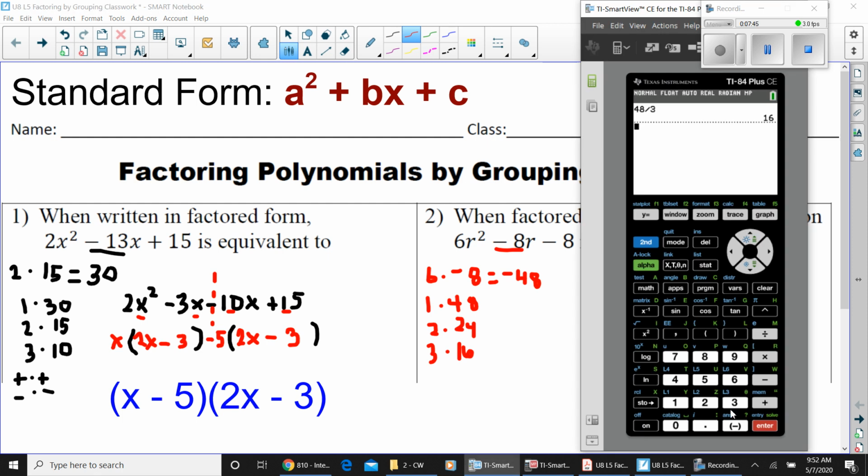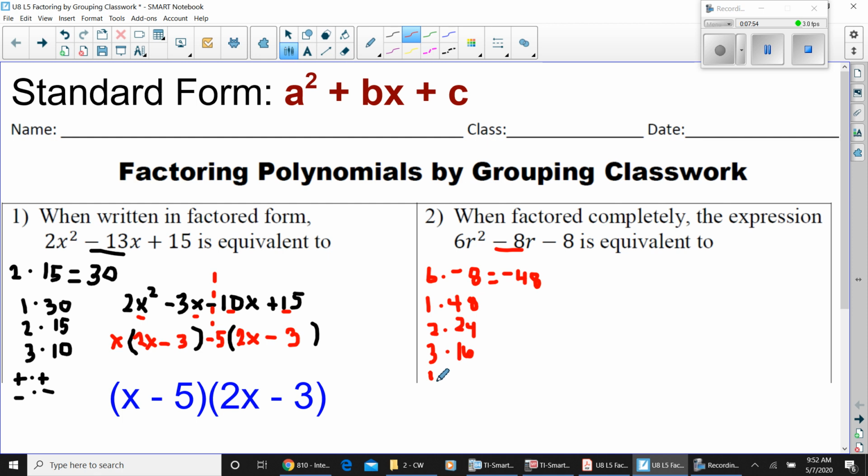Without my calculator, 48 divided by 4. Obviously, that is 12. So 4 times 12. I'm going to stop right there to see if that would work. 4 and 12, you can make 8, negative 8, if you put a negative 12 and a positive 4. That would be negative 8.